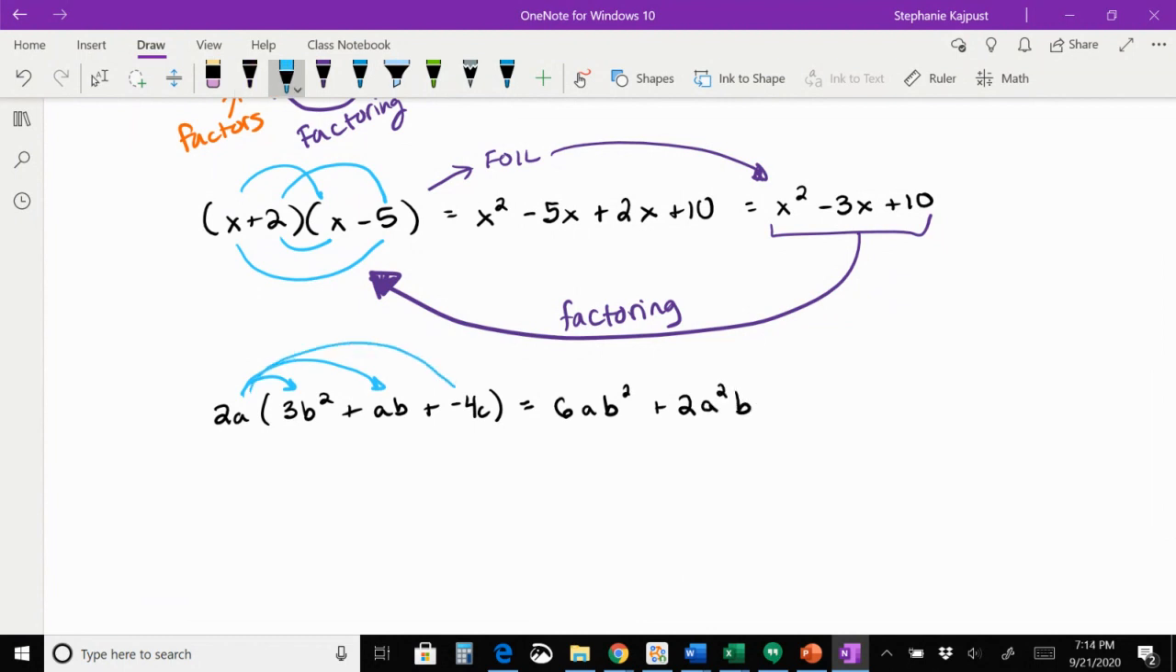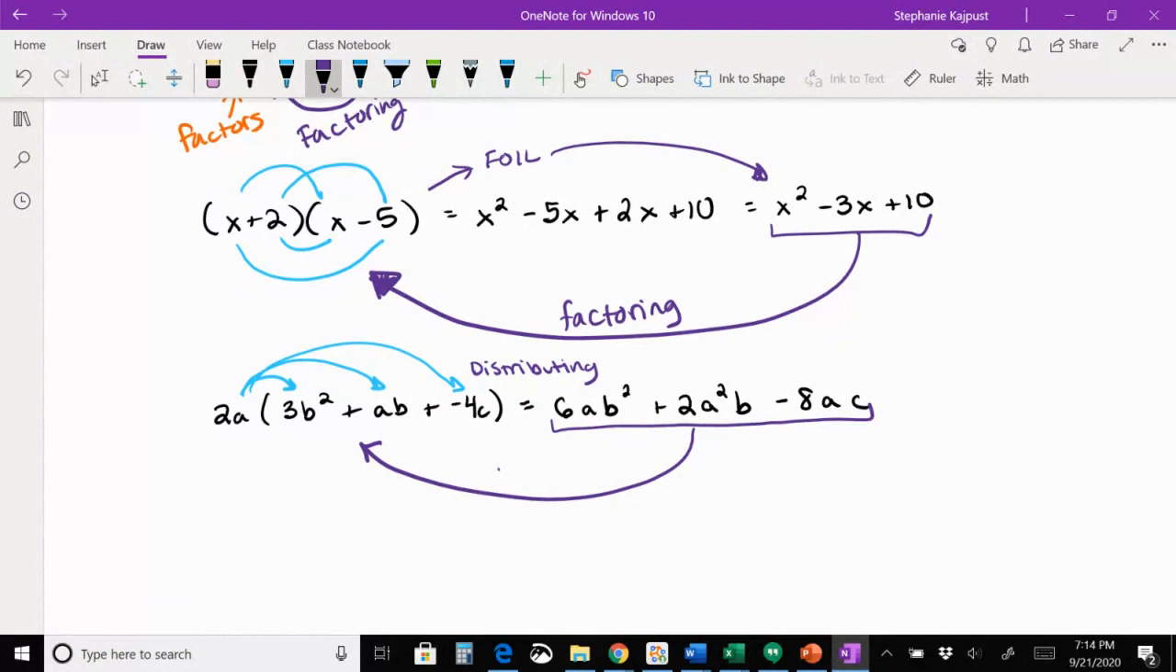And then you take the last term, 2a times that minus 4c. That gives you minus 8ac. So that is distributing. And when you go the other way, to turn it back into the original, again, that is called factoring, but this is particularly called factoring out the greatest common factor. The GCF is how we abbreviate it. There's something in common that you can divide out of every term, and you put that in front, and then the remainder is in parentheses.